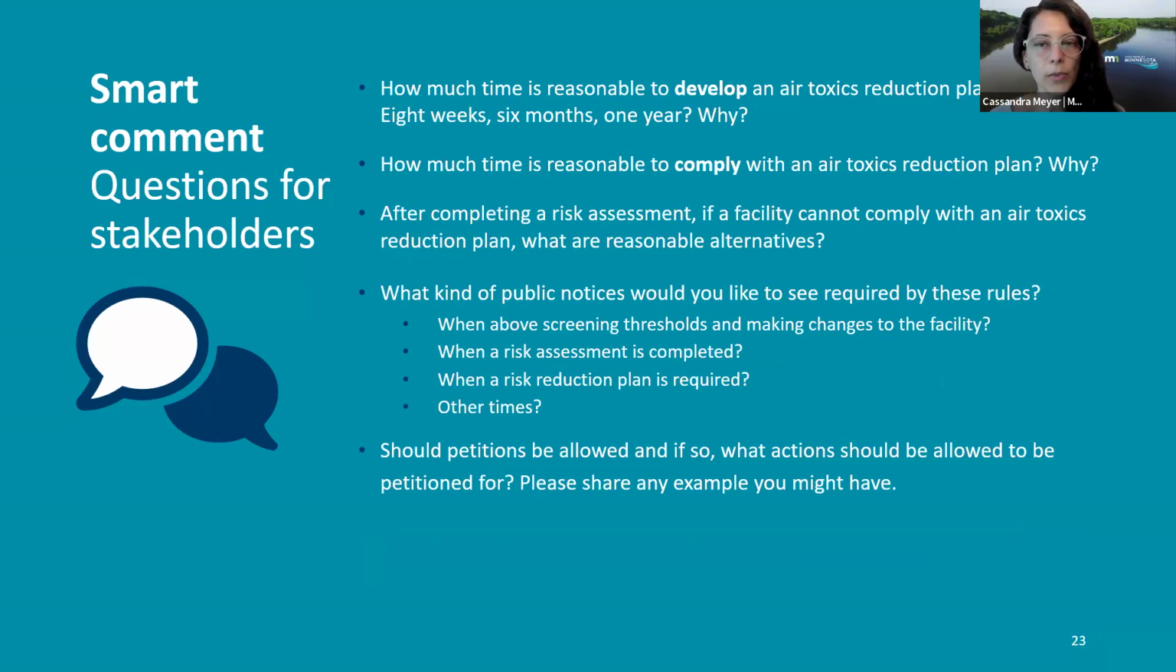How much time is reasonable to develop an air toxics reduction plan? That could be 6 weeks or 8 weeks, 6 months, 1 year, some other time frame, and why? And then once that air toxics reduction plan is developed, how much time is reasonable to comply with an air toxics reduction plan and why?